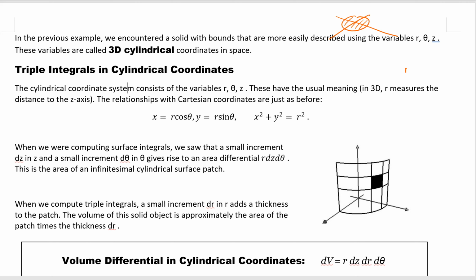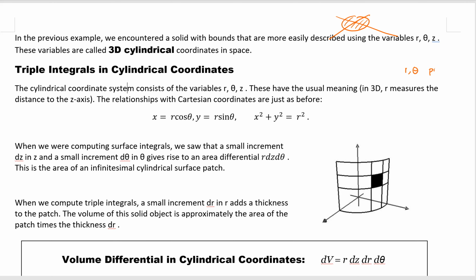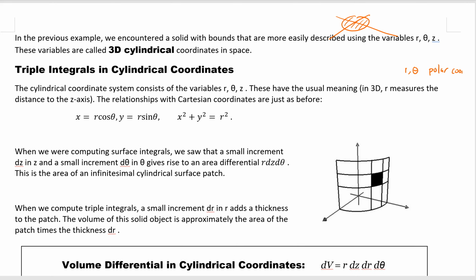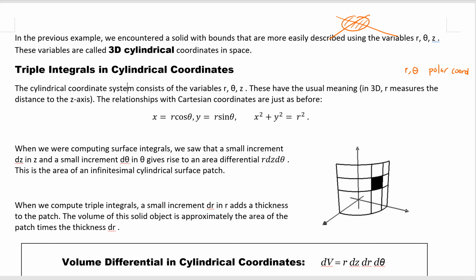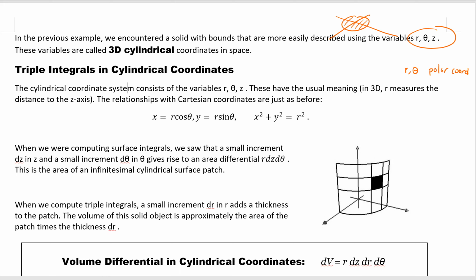Okay, so if just r and theta, we call them polar coordinates. And they are in the xy plane, right? But now we have three variables, r, theta, z. Then we call them 3D cylindrical coordinates in space. So let's talk about triple integrals in cylindrical coordinates.